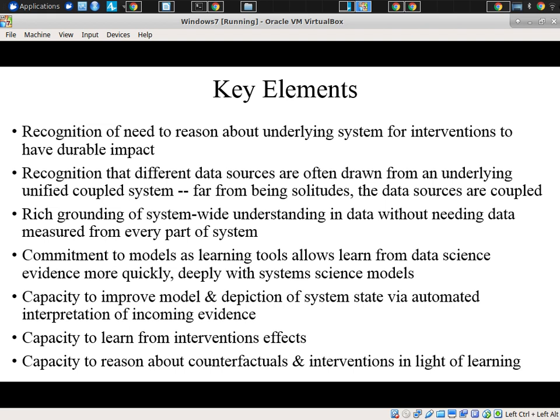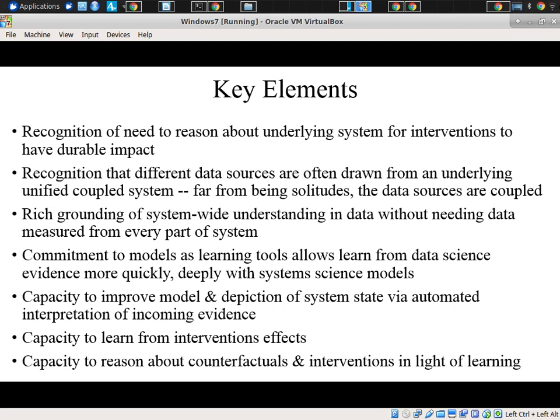And we do so by recognizing that they're part of this unified coupled system. They're part of a data generating process that gives rise to the data that we need to reason about for interventions to have durable impact. And we need to recognize that we can understand large parts of the system without having data about every piece. We can recognize large parts with just data about specific pieces.